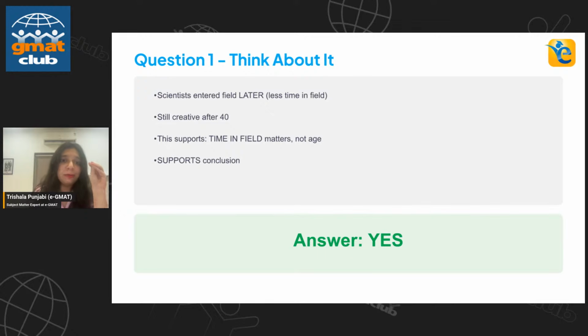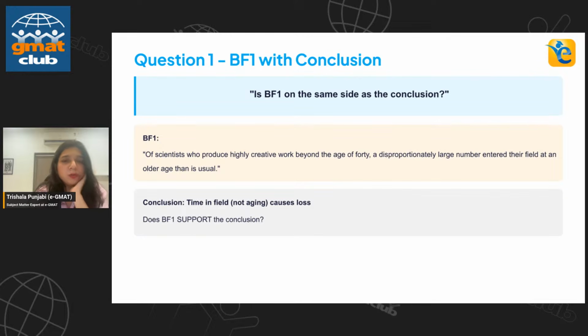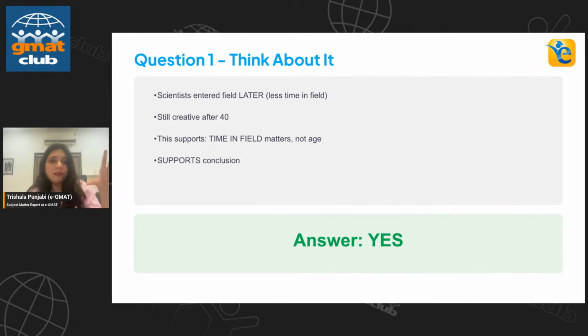It's saying that it is the time in field that causes the actual loss of creativity, not age. And what is boldface one saying? That of scientists who produce highly creative work, a disproportionately large number enter the field at an older age than usual, right? So basically, BF1 is evidence for the conclusion. How is the author able to say that with such gusto, that it is because of time in field? Because of this particular evidence, because of this particular study. So essentially, BF1 is on the side of the conclusion.